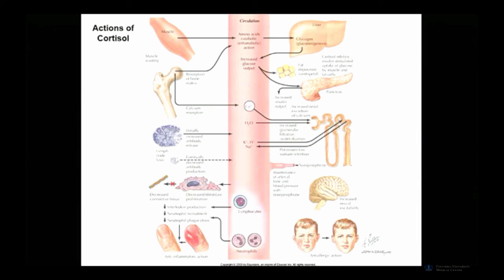Cortisol also acts on skeletal muscle. It tends to actually break down skeletal muscle in order to release amino acids. And where do you think those amino acids are going to go to? To the liver to help produce more glucose.